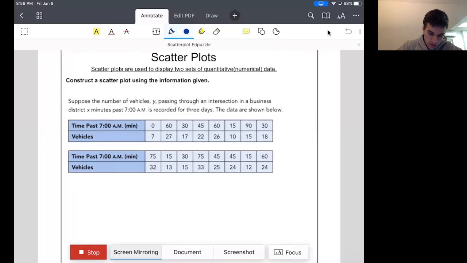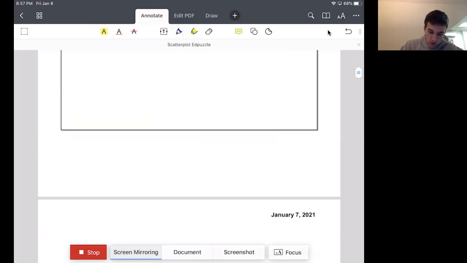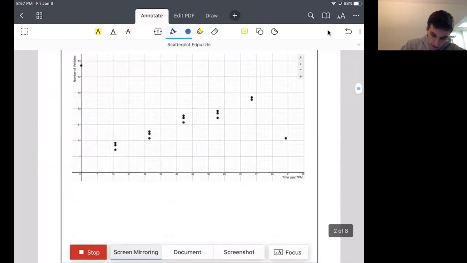passing through an intersection X minutes past 7 is recorded for 3 days. And the data are shown in this table. Picture this like it's one big data table. They're just stacked on top of each other because there's not enough space for one big one. Okay, so if I wanted to plot this, 0, 7 could just be used as a point, right? So I could plot that at 0, 7 would be right here, right?